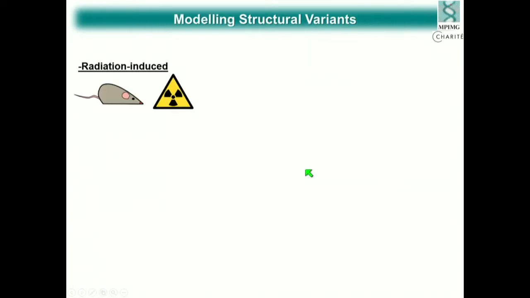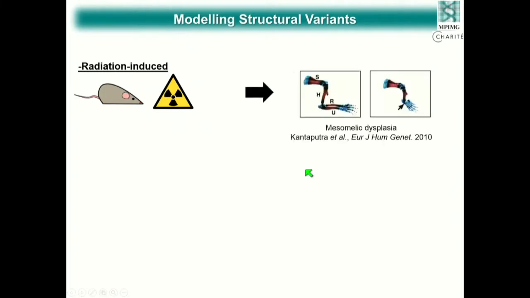The most commonly used one is radiation-induced, where, for example, this mesomelic dysplasia could be mimicked by producing a large duplication, if I remember correctly, at the Hox locus. But the problem with irradiation is that it is a very random process. There is a lot of mutation induced, but it's completely random.